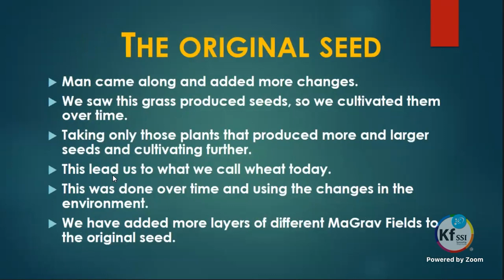And then we came along and we started adding more changes. You know, we saw that the grass produced its seeds, so we started cultivating them over time. And we've done that by taking only those plants that produce more and larger seeds or fruits, and then we just cultivate that type of plant. So again, we've been trying to develop different plants.